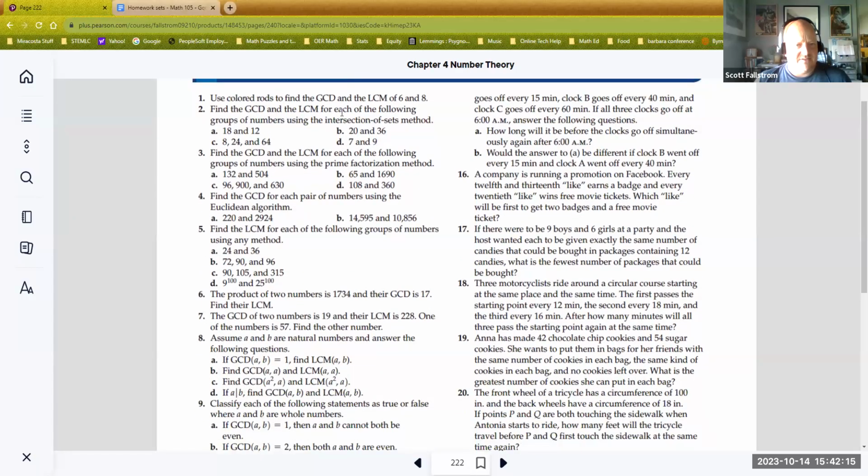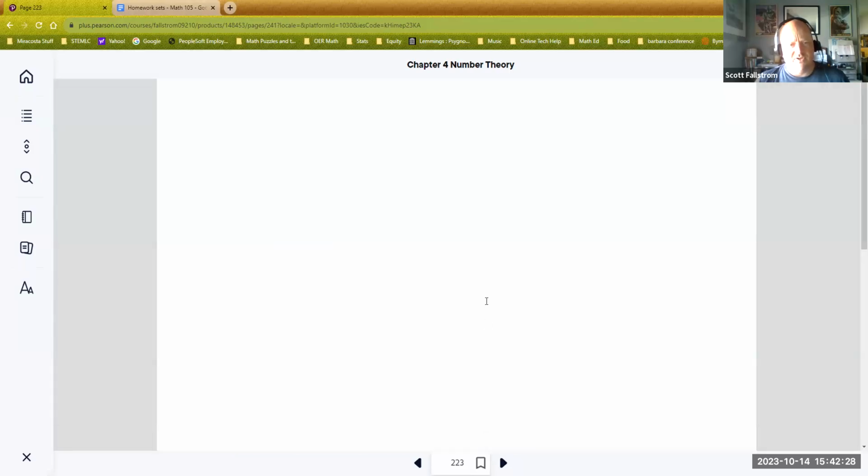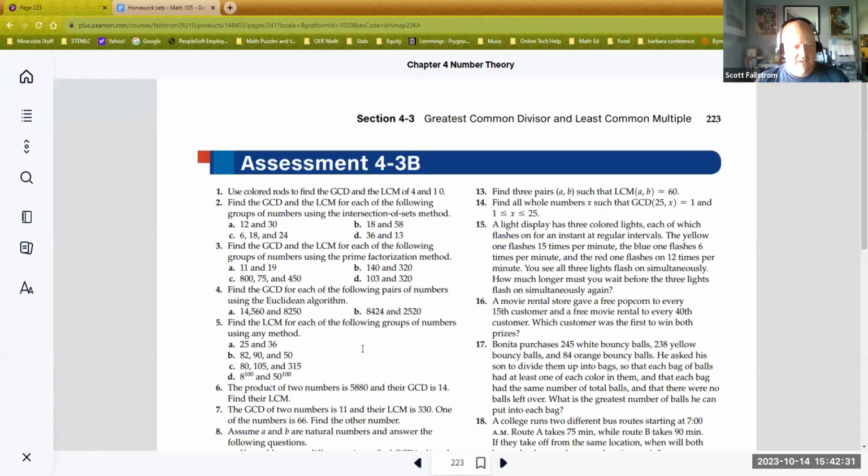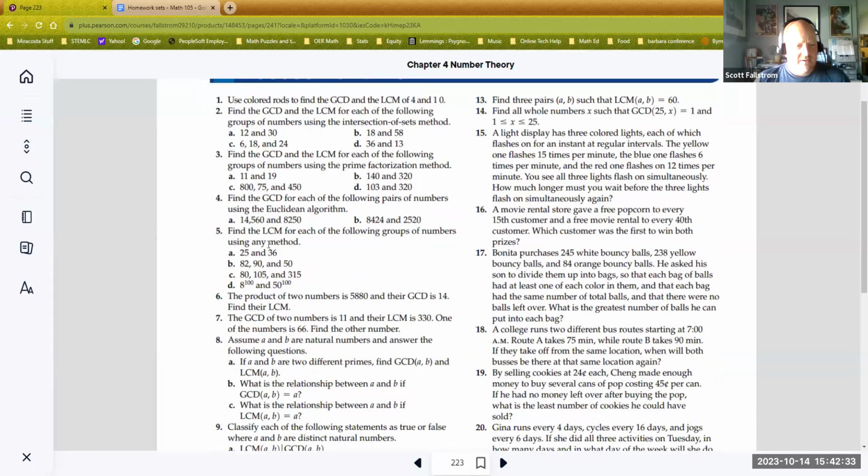First one is colored rods. After that, it's find the GCD and the LCM using the intersection of sets method. Number 3, using prime factorization, and using the GCD with the Euclidean algorithm. I believe these mirror each other pretty well in this assignment. Yeah, they seem to match up pretty well. Find the LCM using any method.